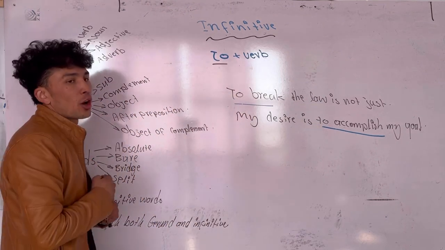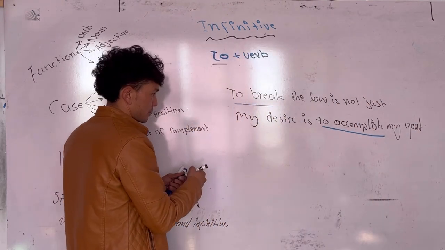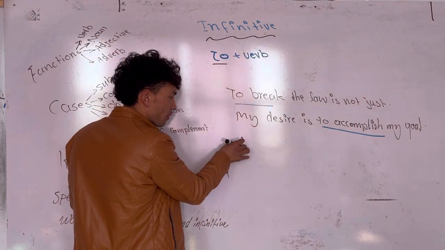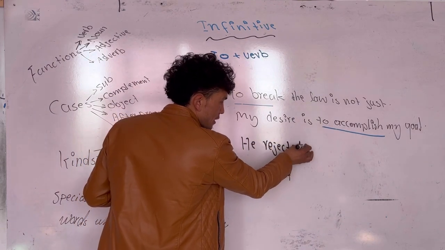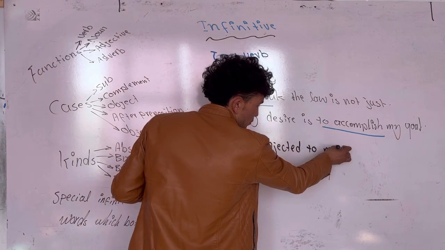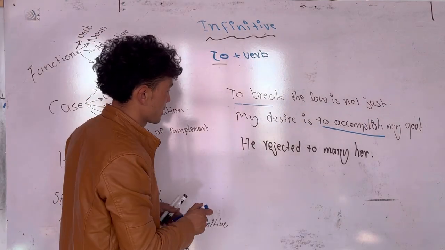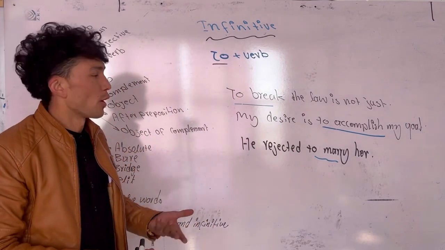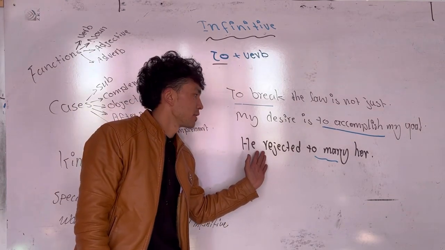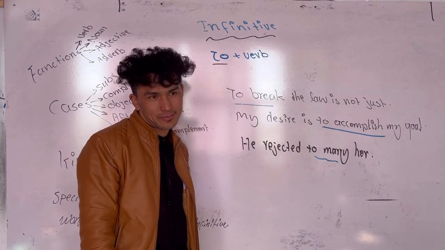Next one, it is used as the object. Look at an example. As the object. He rejected to marry her. Now look at this one. Rejected to marry is the what? Is the object. Something has been done to marry. You understood? That's all. It's the object of the sentence.